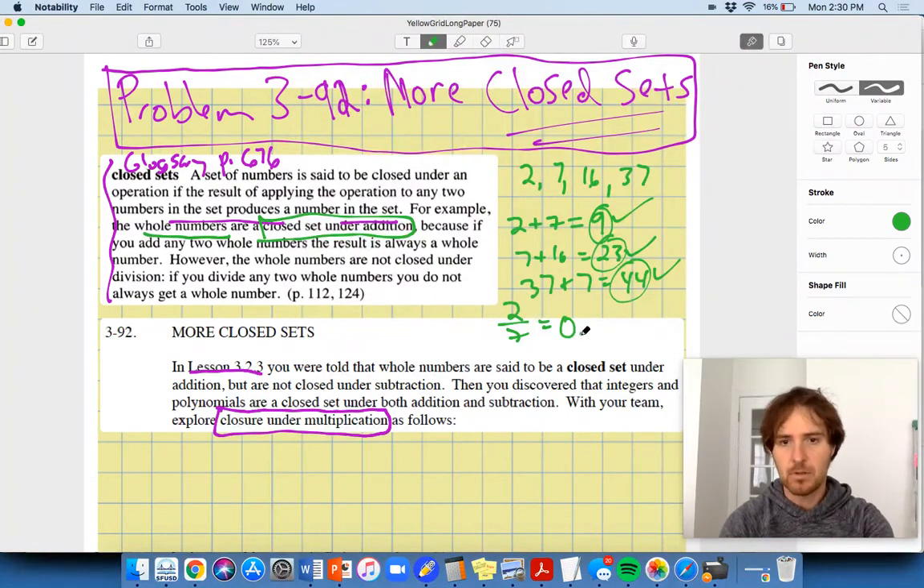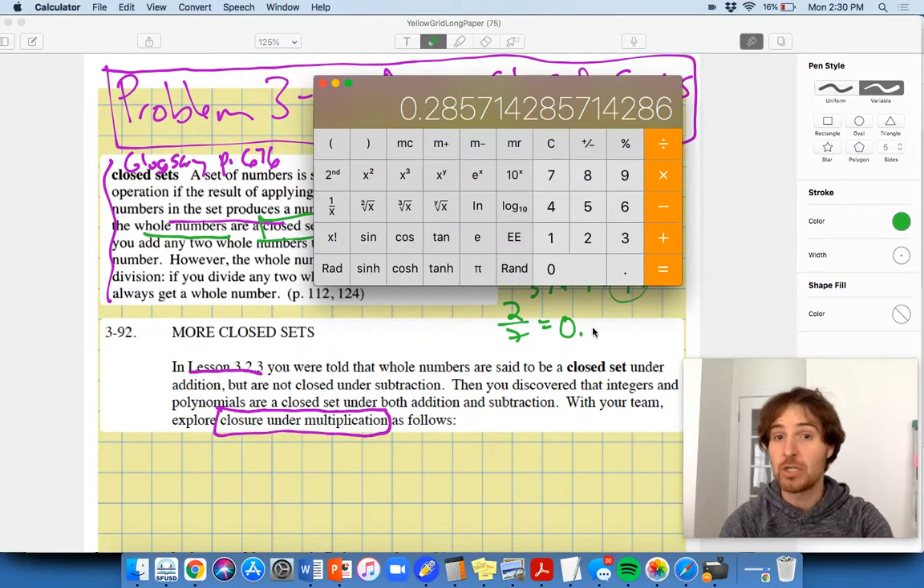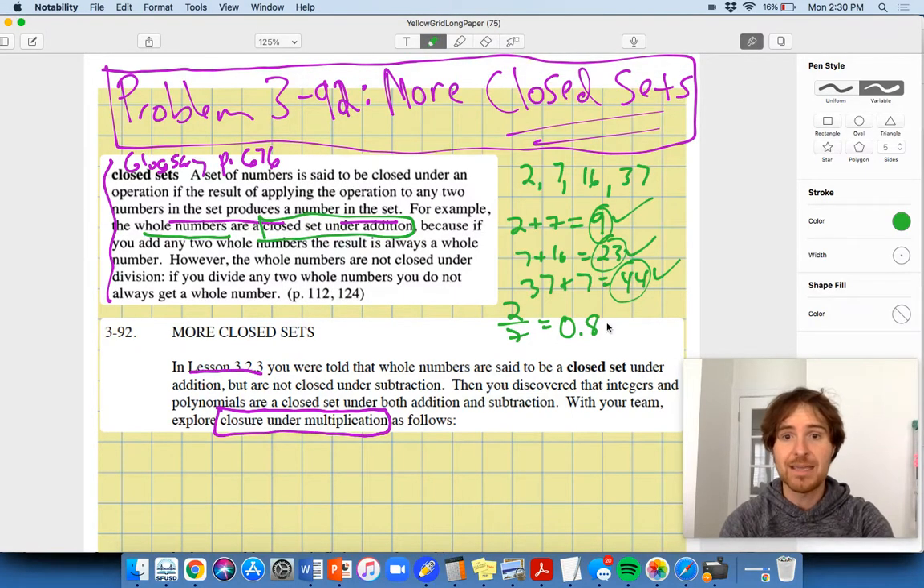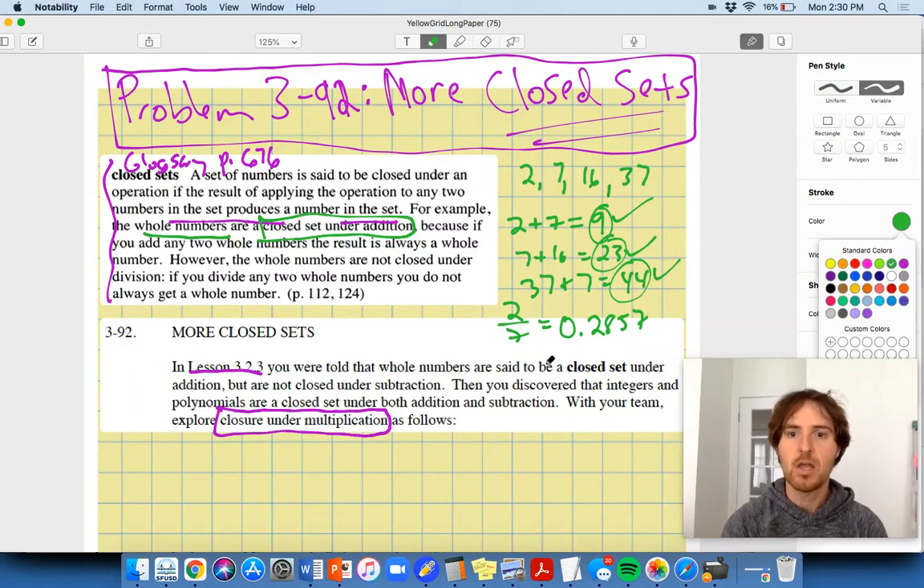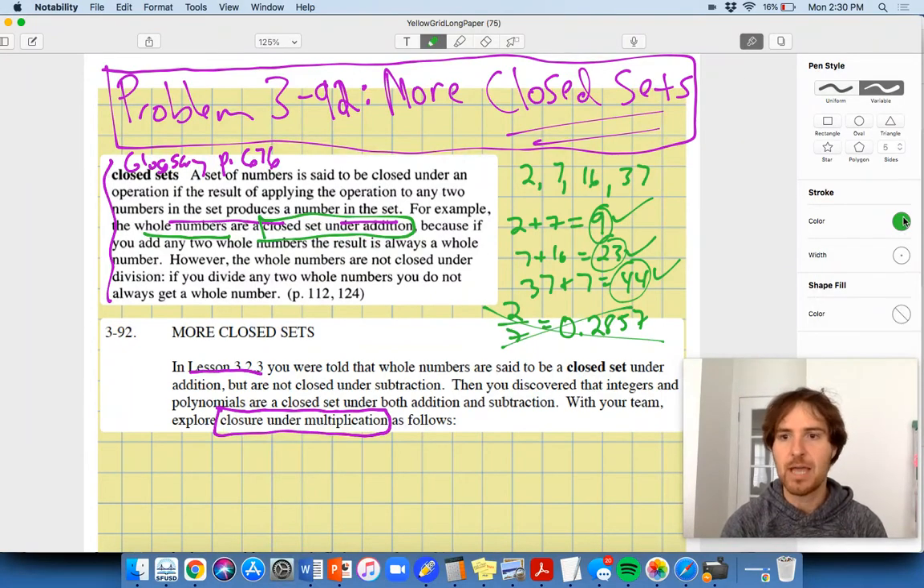We need a decimal, okay? Or we need a rational. This is what we call a rational number because it's written using division, right? 2 divided by 7. So anyways, they just kind of want you to know that different types of numbers are necessary for different things, okay? So whole numbers are not closed under division. Whole numbers are not closed under division.